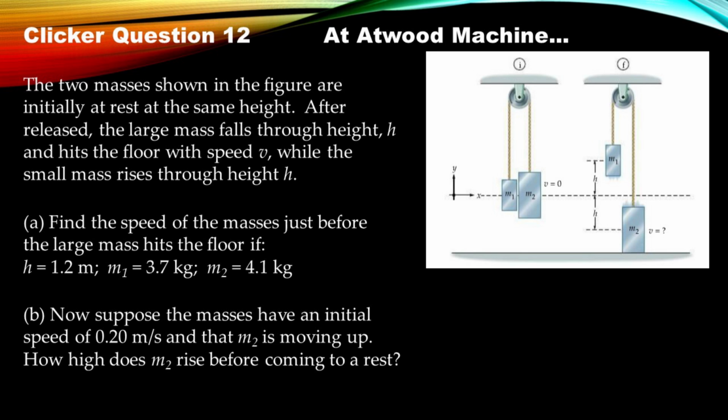Okay, so now suppose that the masses have an initial speed of 0.2 meters per second and that mass m2 is moving up. How high does m2 rise before coming to rest? So we're still playing around with the same picture that we have here in some sense, but we're changing the conditions. And what we're going to see is it's just going to change the terms that we have in our conservation of energy equation. Okay, so take a couple of minutes and talk about this one.